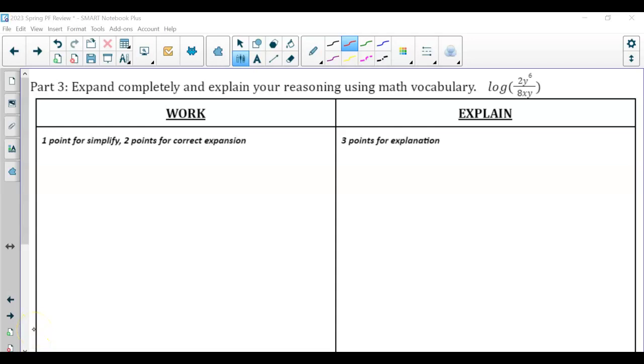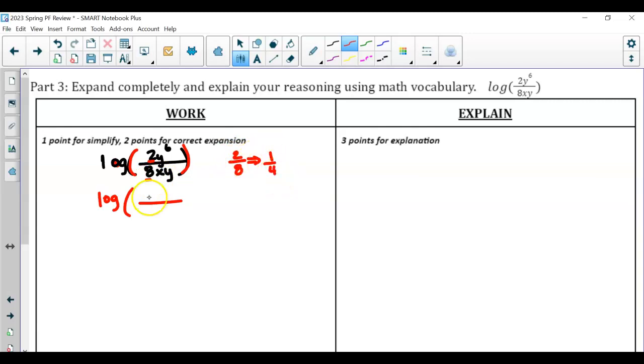And so now here in part 3, we're focusing on expanding our expression given to us, but then we'll need to make sure to explain the process. So here I've got my log, just rewriting the problem here. Now, before you start expanding, we need to make sure to simplify what's inside of the parentheses. So here we still have our log, but I've got 2 over 8. Well, 2 over 8 is 1/4. So 1/4, or I could also have 4 here, because that 1 is going to end up being our coefficient.